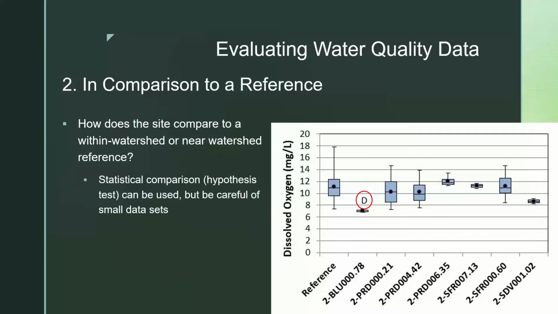So I think statistical comparison can be a tool for us. I wouldn't use it as a definitive yes or no in terms of whether something is a stressor or is not, because oftentimes there are other temporal differences, as well as maybe some small data set issues that come into play with those statistical comparisons. So use it as a tool, but along with other tools as well.